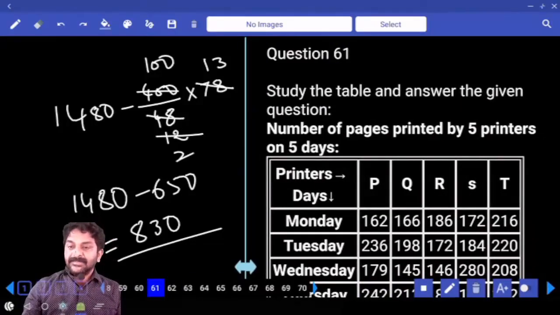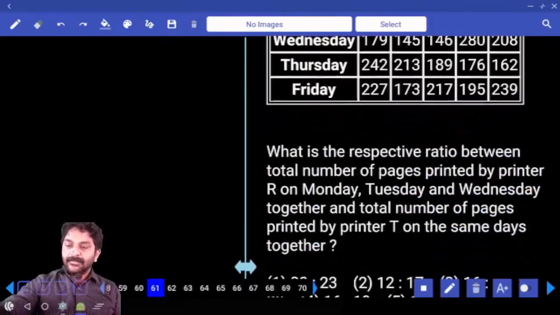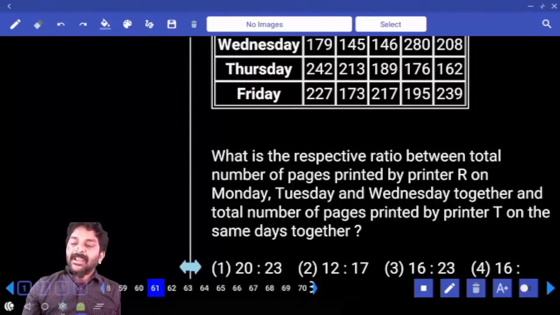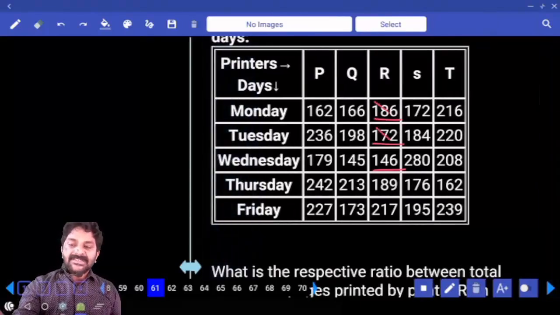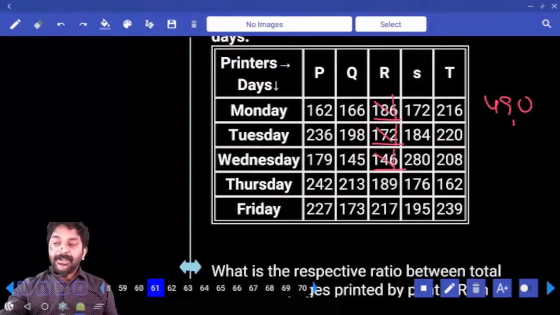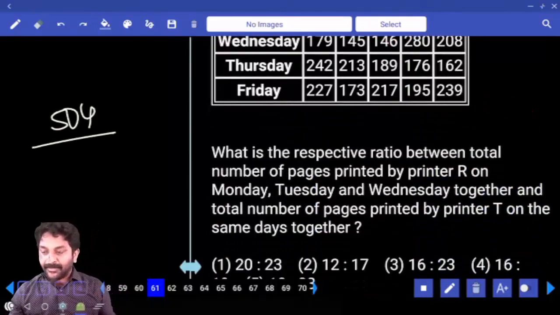Come on, analysis. Number of pages printed by 5 printers on 5 days. Okay. What is the respective ratio between total number of pages printed by printer R on Monday, Tuesday, Wednesday together? R. Monday, Tuesday, Wednesday. 180, 170. 350. 350, 140. 490. 490. Now integers. Units places. 6 plus 2, 8. 8 plus 6, 14. Total value 504. Right. Ratio A is to B or A by B form.